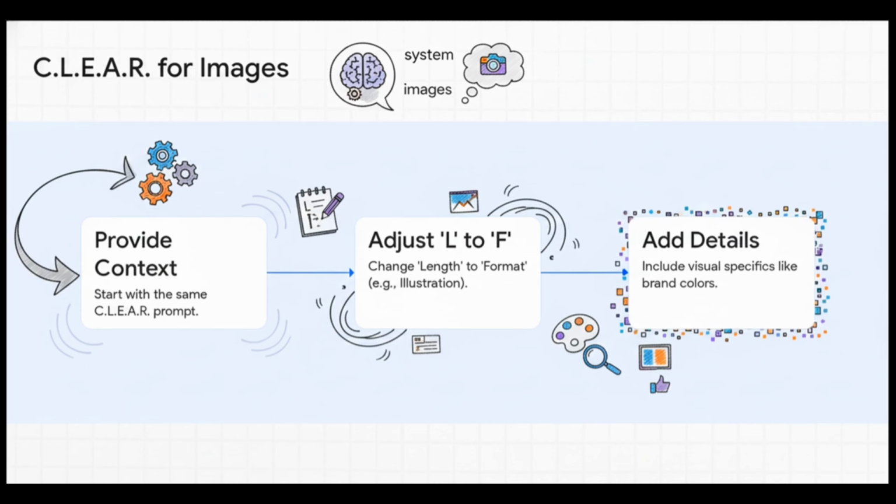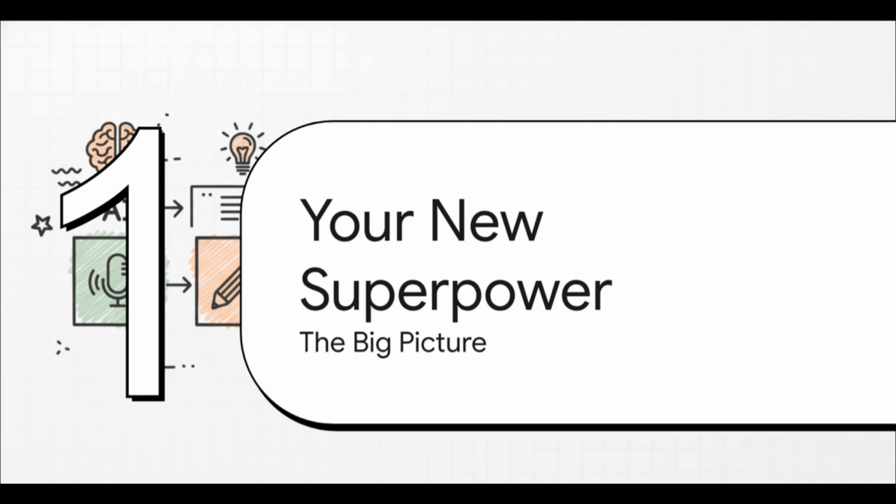You just make a tiny tweak. Swap length for format. So you'd say something like illustration or photorealistic. Then you add visual details, like your brand colors, into the examples section. So for that moving company, right, you could ask for a friendly cartoon illustration of a moving box with a smiley face using blue and orange colors. Easy. So there you have it. 3 steps, 3 tools, 1 seamless system. It's that simple.